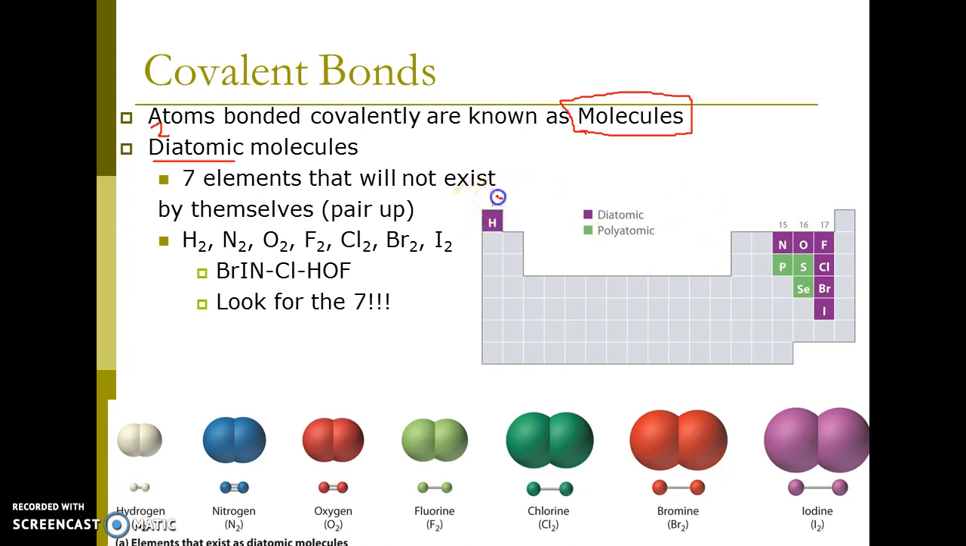And then, of course, we have little hydrogen over here. That is the exception to all of the rules. He's diatomic as well. He's just not part of the 7 here. But this is one easy way to remember your 7 diatomic molecules. Please write these down on your worksheet. When you have finished that, you can continue the video.